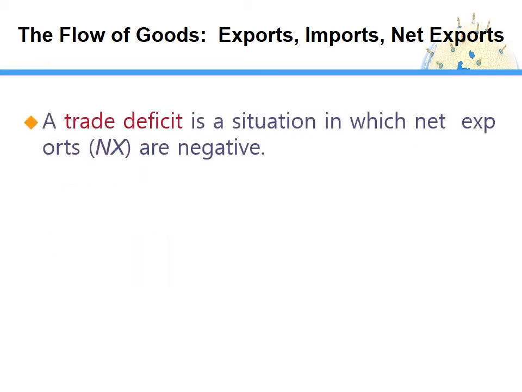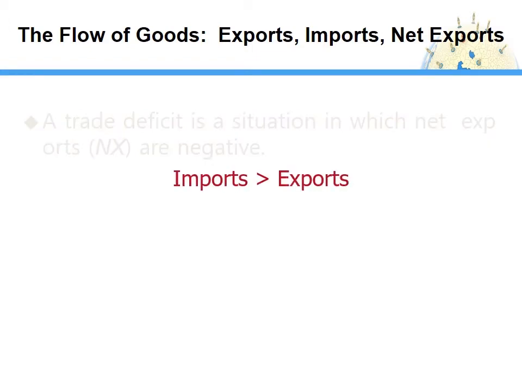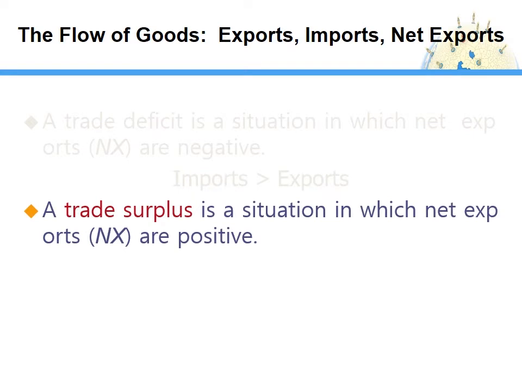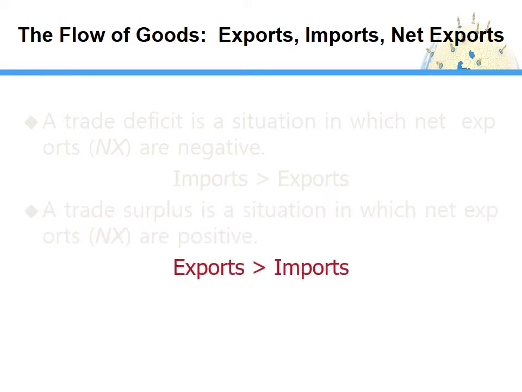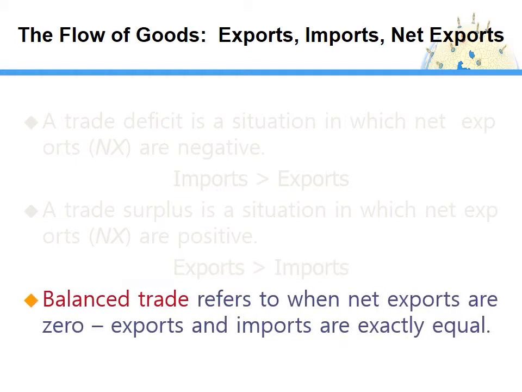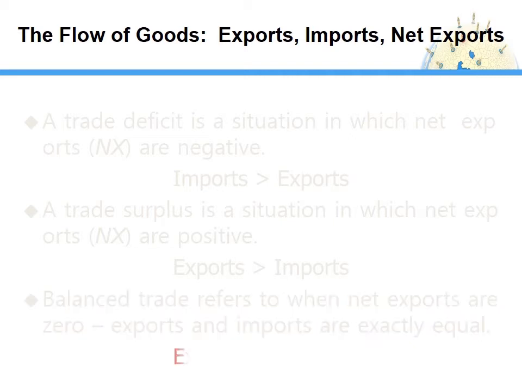A trade deficit is a situation in which net exports, or NX, are negative. A trade surplus is a situation in which net exports are positive. And the last one is balanced trade. It refers to when the net exports are zero. So, exports and imports are exactly equal.